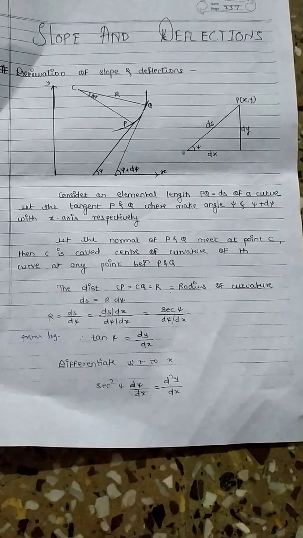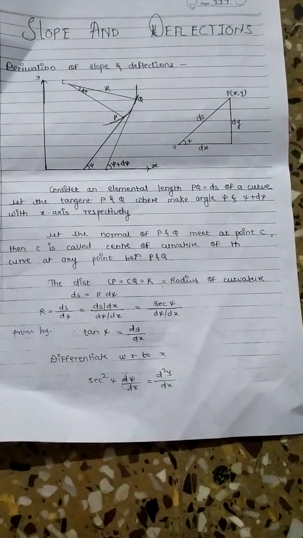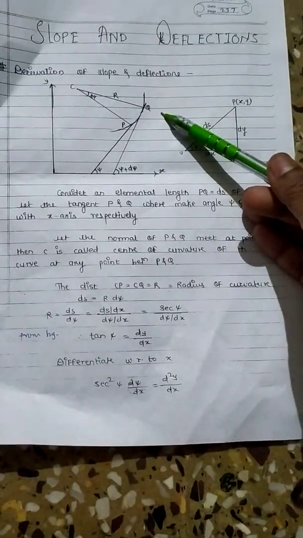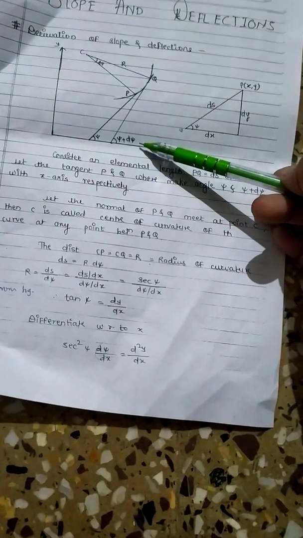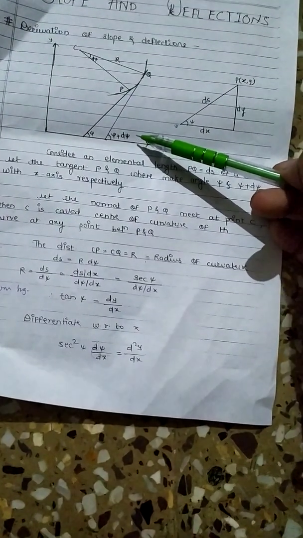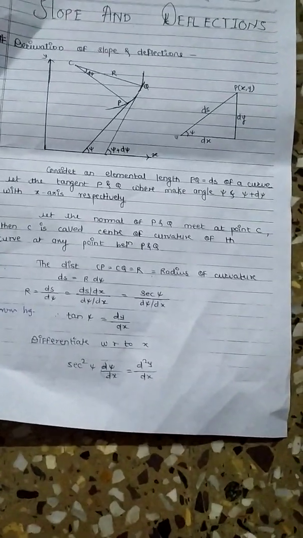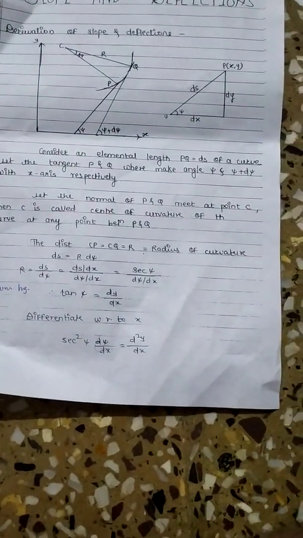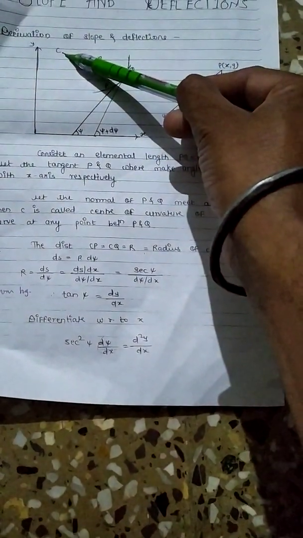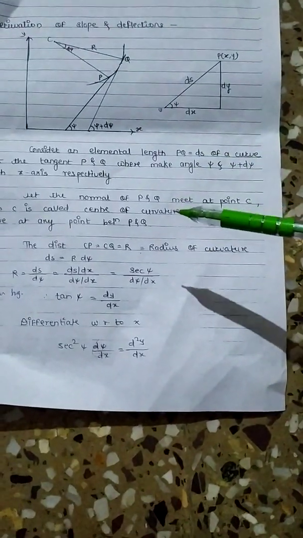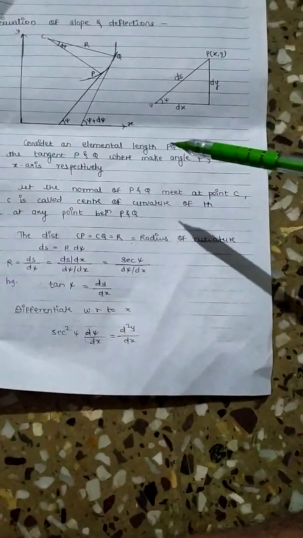Consider an element of length PQ equal to ds of a curve. Let the tangents at P and Q make angles psi and psi plus delta psi with the x-axis respectively. Let the normals at P and Q meet at point C. Then it is called the center of curvature of the curve for any point between P and Q.